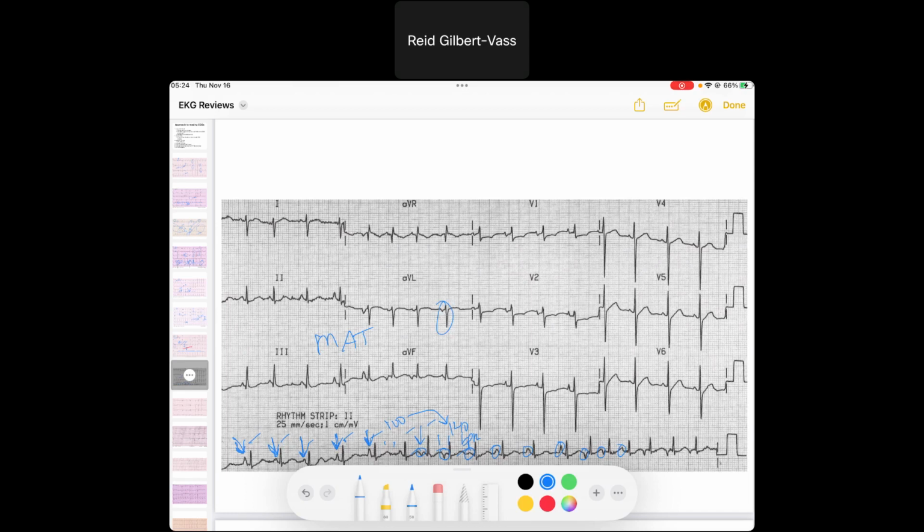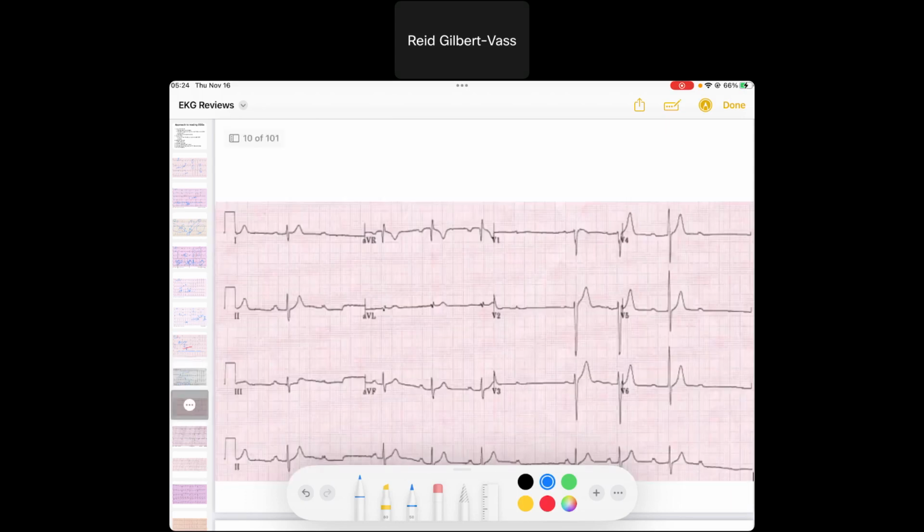When you look at the axis of this QRS, it's down in lead 1 and up in AVF, so that means it's going down to the right, so we've got right axis deviation. This patient has something called a left posterior hemiblock, and that's not something I'm going to really go into in this lecture, but it is what's likely causing the right axis deviation. The big thing to take away is multifocal atrial tachycardia, and that's why these QRS complexes are still nice and narrow.